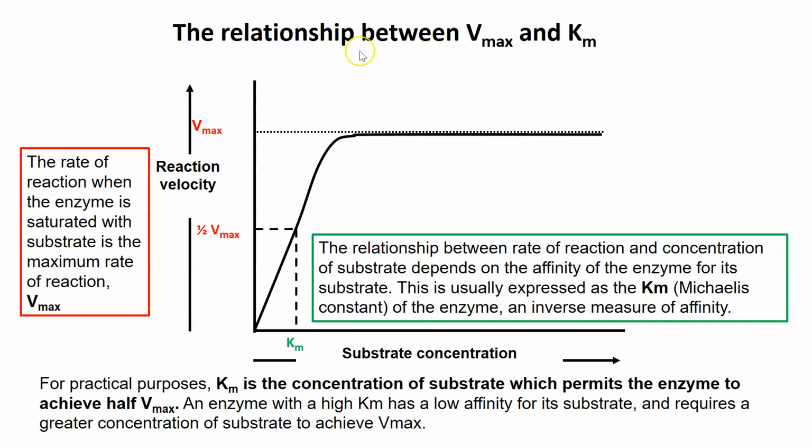I won't really go through this. This just shows you the relationship between Vmax and Km, which I think I've demonstrated in previous slides. So Km is half of Vmax, and it's as simple as that. But remember, Vmax is a rate of catalysis, whereas Km is a measure of affinity of the substrate for the enzyme. So Km is a substrate concentration. The smaller the Km, the tighter the affinity for that substrate, for that enzyme.